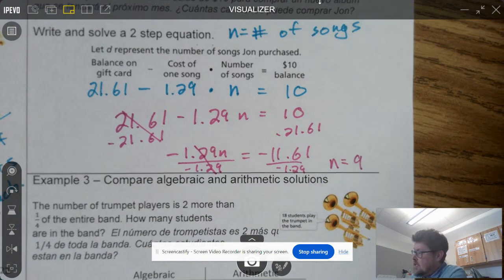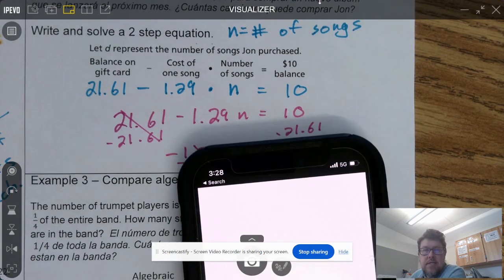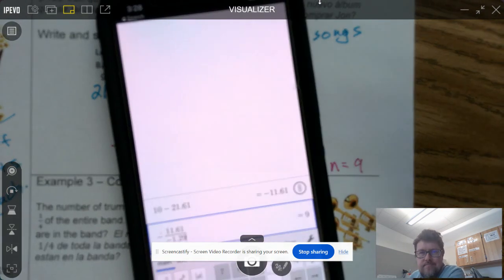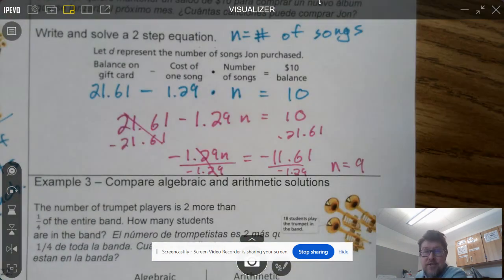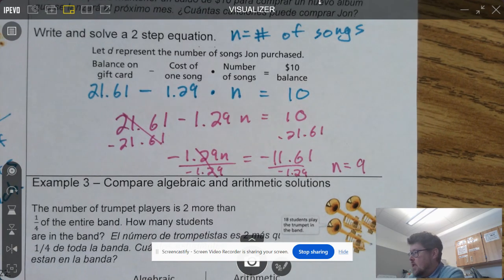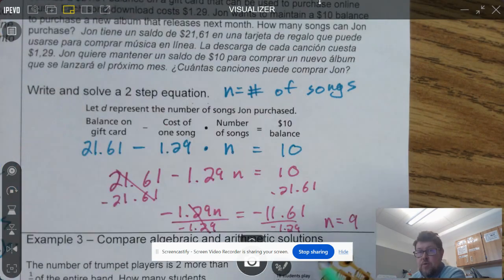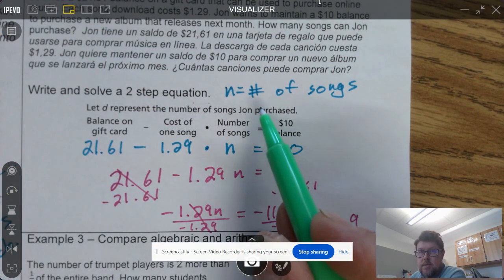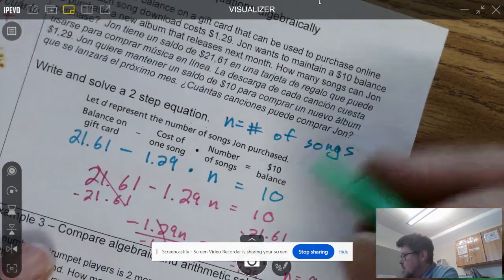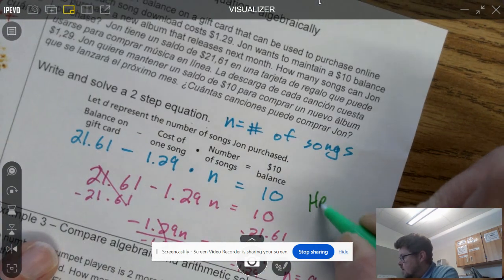If you're interested, this is the Desmos scientific calculator. It's a good calculator. It's free. Okay, so we refer back to our variable. N is the number of songs. We've got 9 of them, so we can say he can download 9 songs.